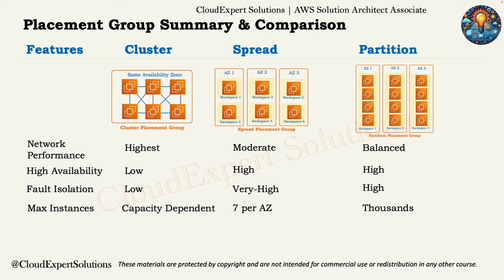And in terms of max instances, for cluster, it depends on the cluster capacity based on the rack space. For spread, you are limited to 7 instances per availability zone. And for partition, it's thousands. There is no limit. In terms of use cases, you can use cluster placement group if you have an HPC or machine learning workload. Spread is ideal for critical applications, whereas partition placement group is ideal for big data or HDFS. Now let's go back to the AWS Management Console and review how you can create a placement group.